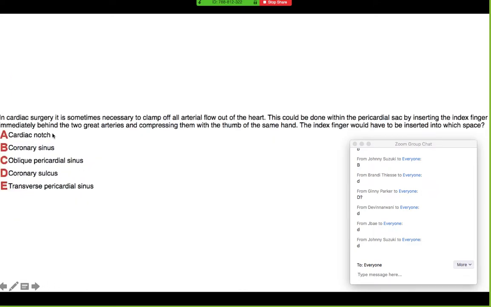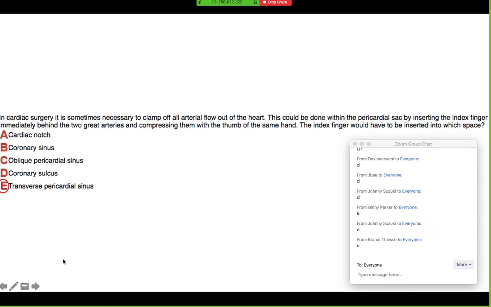All right, let's do a question. In cardiac surgery, it is sometimes necessary to clamp off all arterial flow out of the heart. This could be done within the pericardial sac by inserting the index finger immediately behind the two great arteries and compressing them with the thumb of the same hand. The index finger would be inserted into which space? Right, so the answer is E.